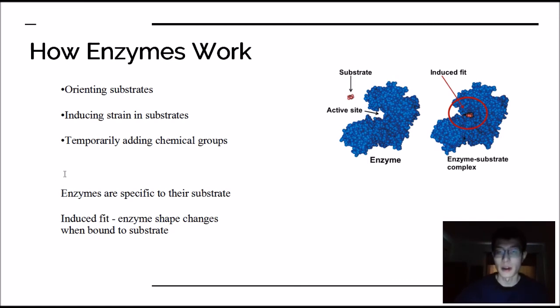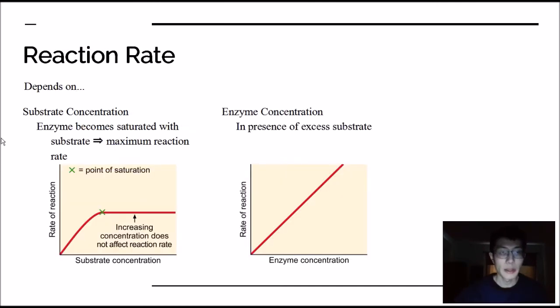Oftentimes, enzymes are specific to their substrate, and you react through this kind of induced fit model. Sometimes it's talked about as a lock and key analogy, but in reality, it's more of an induced fit, like putting your hand in a glove. And this is basically how enzymes lower the activation energy and interact to form that enzyme-substrate complex. So when you look at the reaction rates of enzymes, it depends on two major factors.